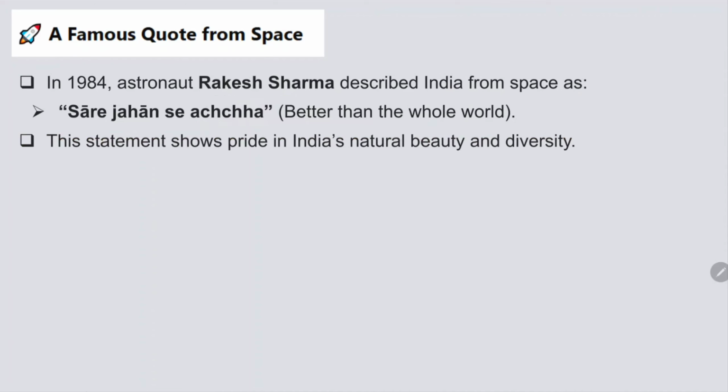I hope you know the poem. And this statement shows pride in India's natural beauty and diversity. So this statement, "Sare jahan se acha Hindustan hamara," is like that.